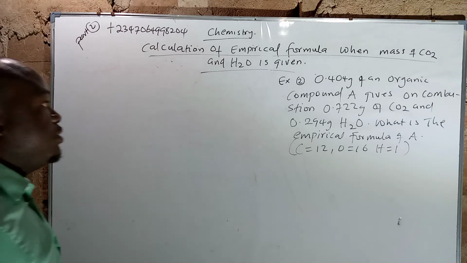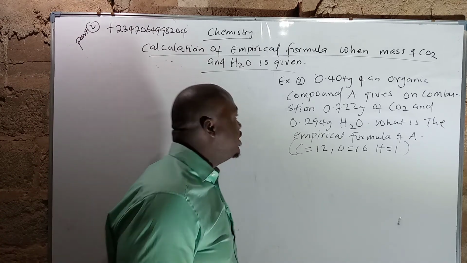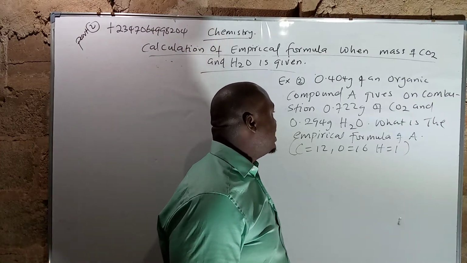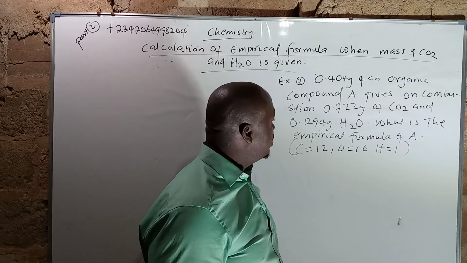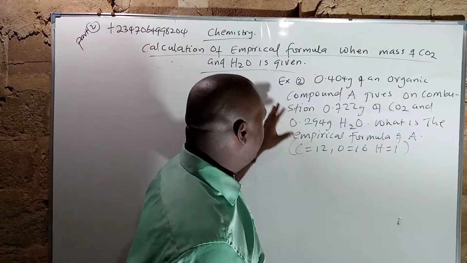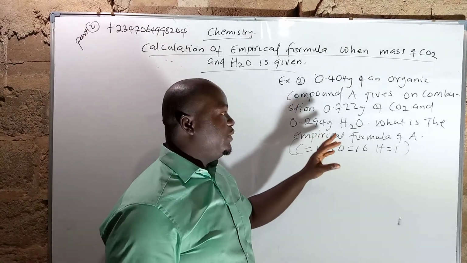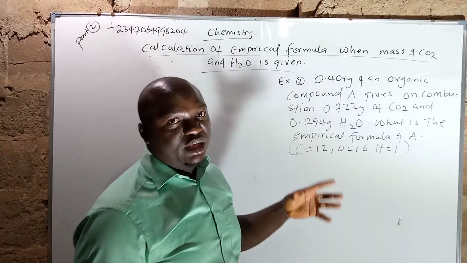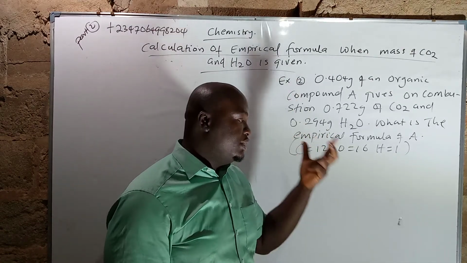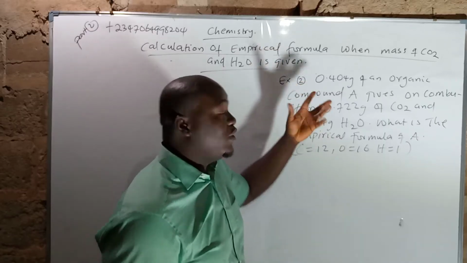0.404 grams of an organic compound A gives on combustion 0.722 grams of CO2 and 0.294 grams of water. What is the empirical formula of A? Now, in this question, look at it very well. You can see they were not even talking about oxygen. In most times, the first example I did, they said hydrogen, carbon, oxygen. Here, no oxygen. They just said an organic compound.